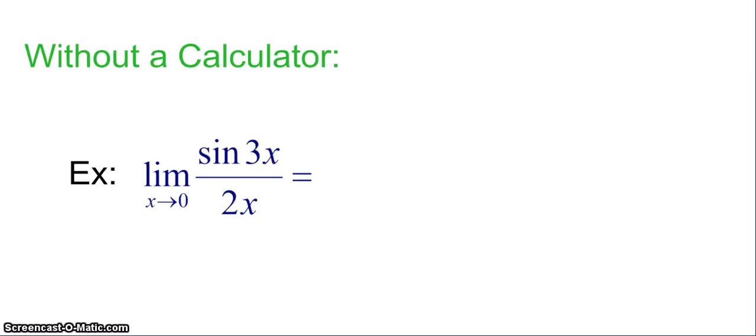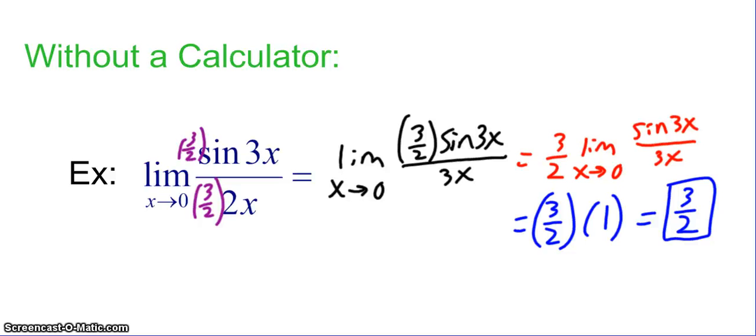Next one. Evaluate the limit as x goes to 0 of sine of 3x over 2x. Pause the video, unpause when you're ready to check your work. Alright, so here we're going to do a technique similar to what I did 2 examples ago, and we are going to multiply the numerator and the denominator by 3 halves in this case because I want this 2x to become a 3x. So I get the limit as x goes to 0 of 3 halves times the sine of 3x over 3x. I can pull the 3 halves out in front. The limit as x goes to 0 of sine of 3x over 3x is 1, and then times 3 halves, which is going to be 3 halves.